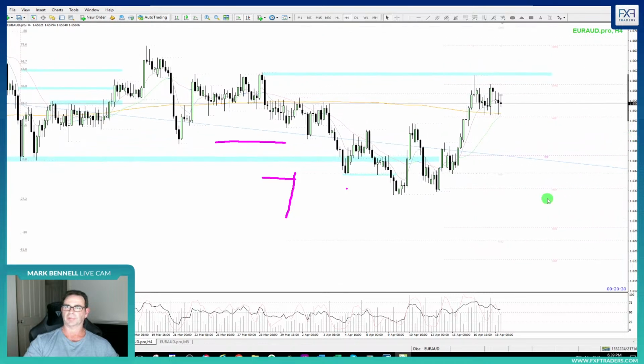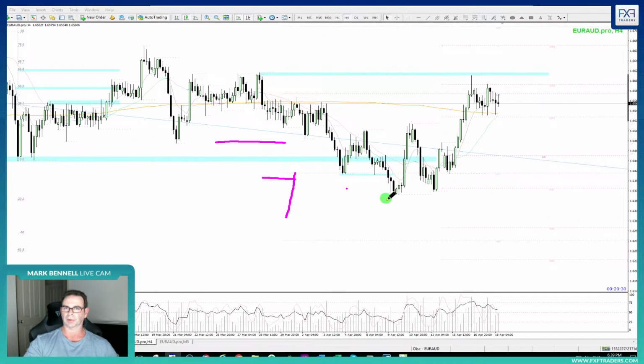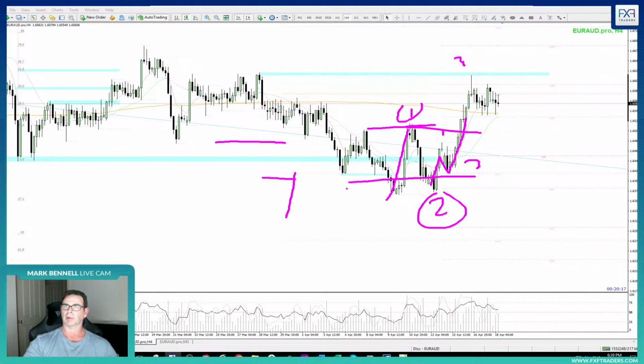The 4-hour. All right, you can see we've got a nice push into here. Got a nice base here. Momentum through here. So this looks like 1, 2, 1, 2. So let me make that clearer.